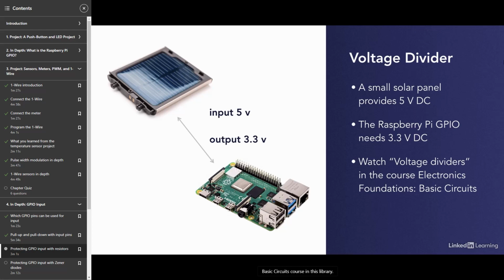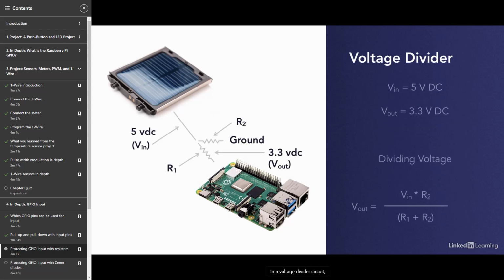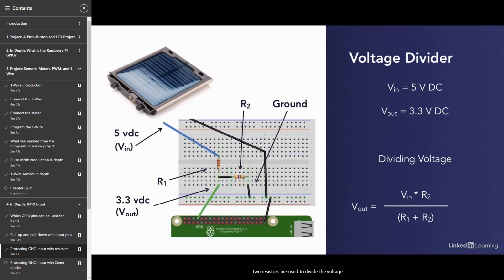In a voltage divider circuit, two resistors are used to divide the voltage between the Raspberry Pi and ground. These resistors are typically labeled R1 and R2. To calculate the proper values of the resistors, you also need the source voltage and the desired voltage. Here's a slide with a diagram of what the circuit will look like. Notice the placement of resistor 1 and resistor 2.